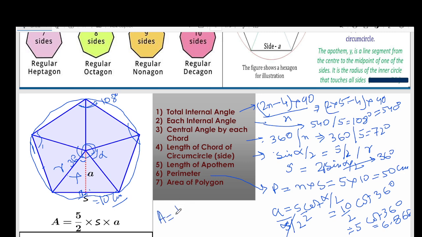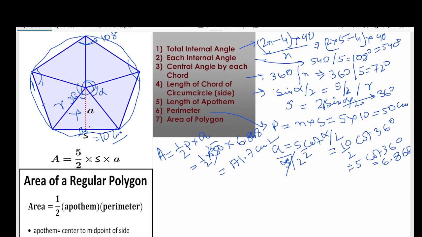Area of polygon is nothing but half of perimeter into apothem. Perimeter is ns. ns means 50. Half of 50, apothem you got 6.868. So ultimately, if you calculate 25 into this, it will give you 171.7 centimeters square. So these are the values.